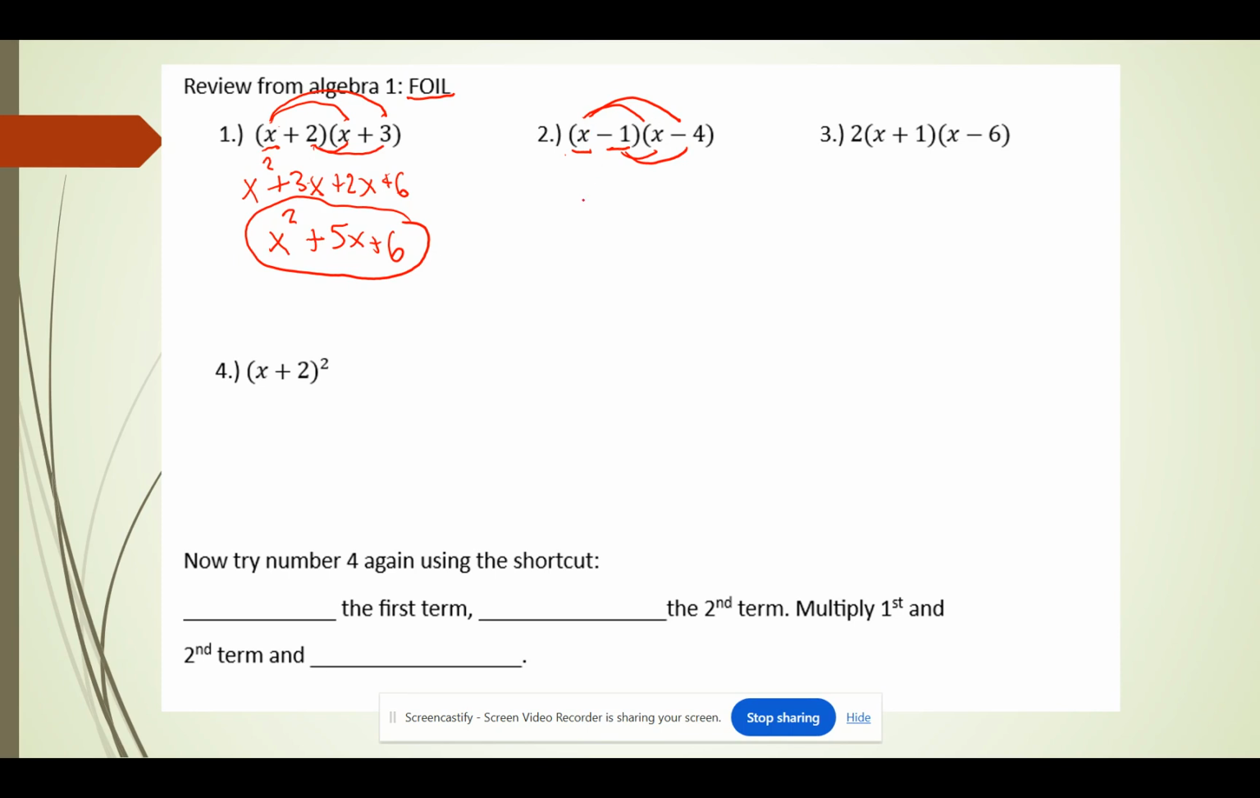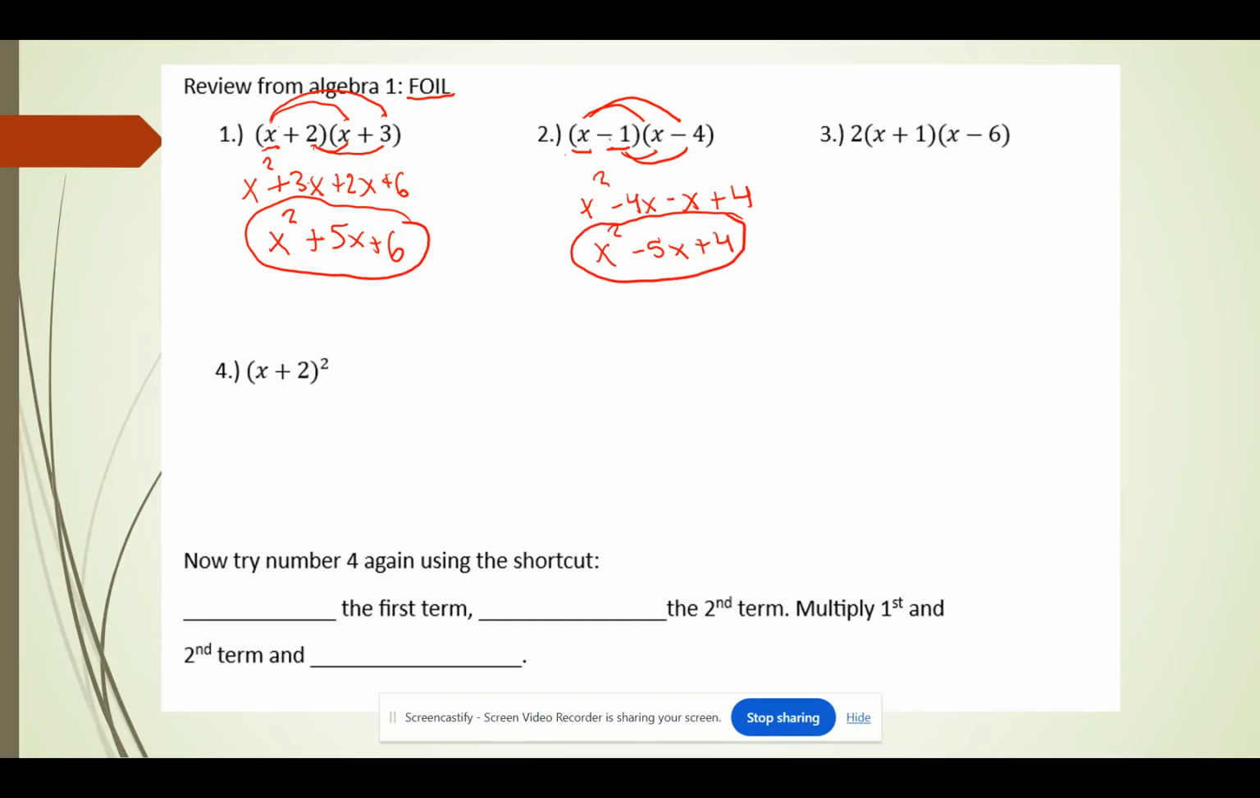X times x is x squared. X times -4 is -4x. -1 times x is a minus x. And a -1 times a -4 is a +4. Combine your like terms. -4x and -x make -5x. And that's all there is to it.